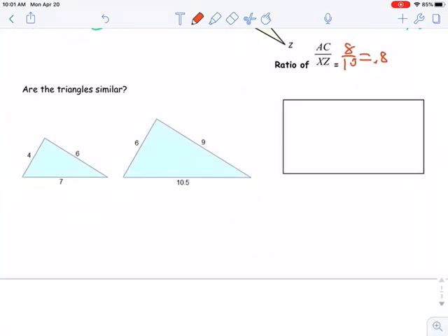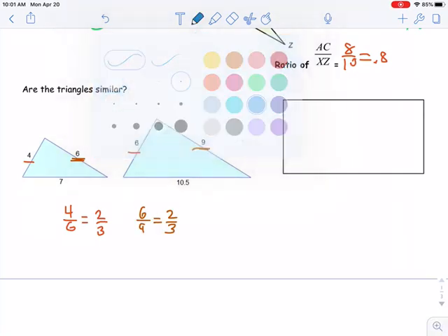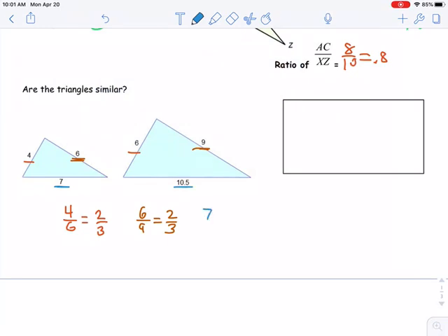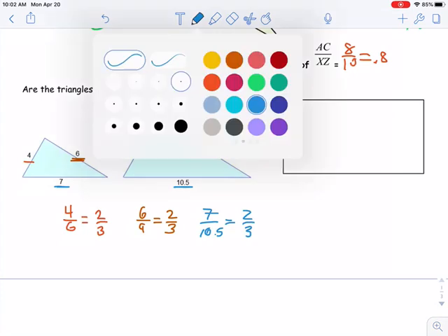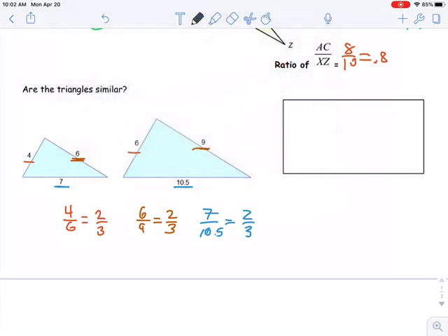Same thing down here. Are the triangles similar? Well, we have 4/6, which goes to 2/3. We have 6/9, which goes to 2/3. And we got 7/10.5. This one's a little goofy. Just believe me, this one also goes to 2/3. So again, corresponding sides, they're proportional. They all have the same fraction. So are they similar? Yes.